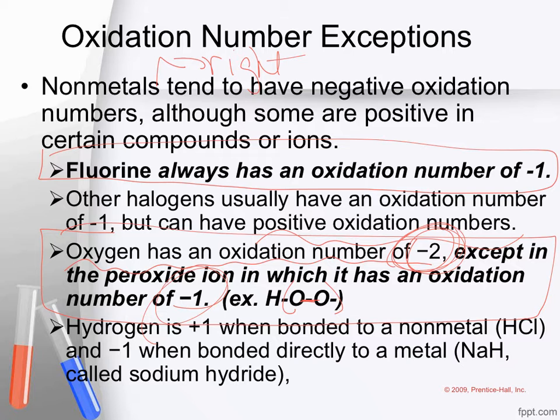All right, so hydrogen almost all the time has an oxidation number of +1. Again, there's an exception, but you're not going to see it from me. When hydrogen is bonded to a metal, it's almost always bonded to a nonmetal, but if it is bonded to a metal, it has a -1 oxidation number.